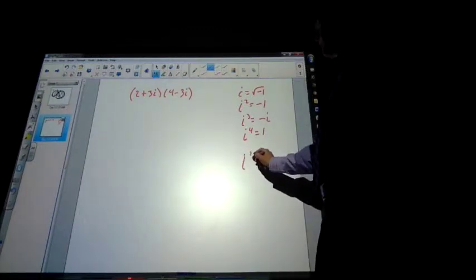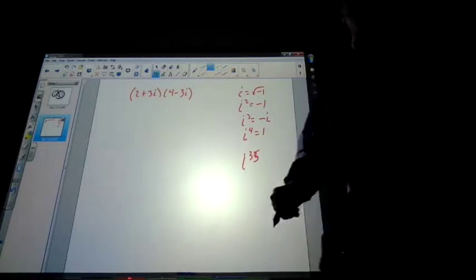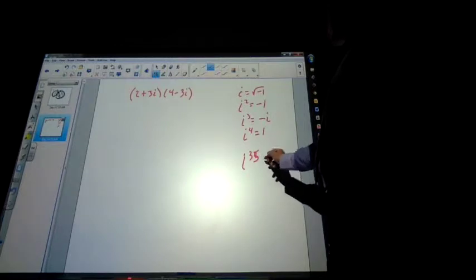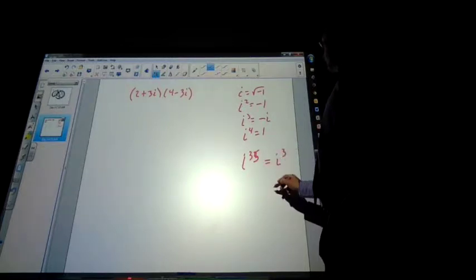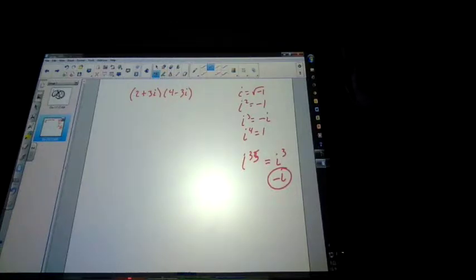So if I want to know i to the 35th, it repeats every 4, so I'm going to go 4 into 35, which goes 8 times, because that gives you 32, leaving you i to the third, and i to the third is equal to -i. Okay, so that's basically how you would run through that problem. I think on the quiz, we're only going to look for if you have i squared, you substitute -1 in.